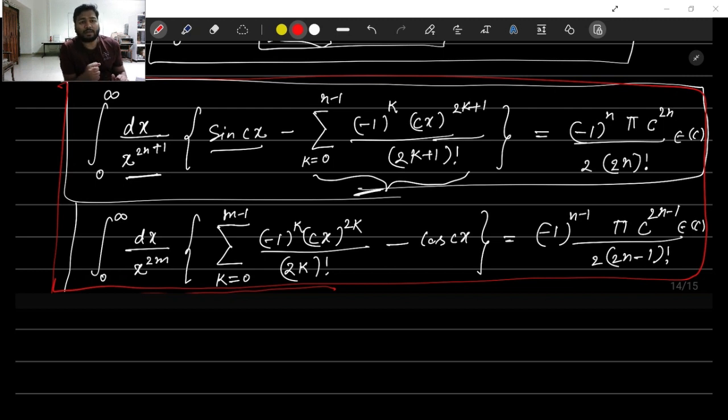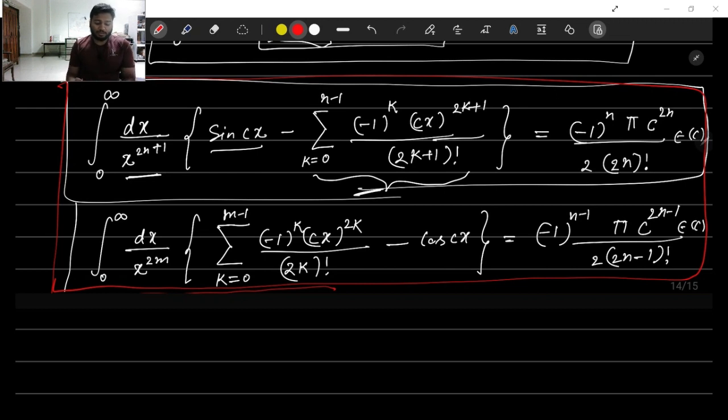But this is not the case, because in the numerator you have the sine and cosine series, and that whole integrand tends to a finite limit as x tends to 0. So, as you can see here in the left hand side, as x tends to 0, the limit is finite, because the numerator is some sine series divided by x to the power 2n plus 1. Similarly for this, the limit is finite.